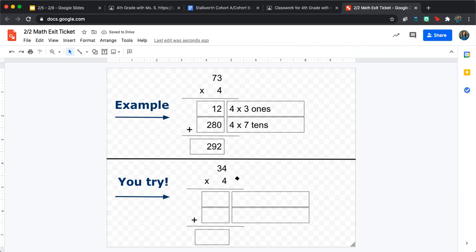Then you're going to do this part, and you should have all 5 of these boxes filled in. This first box should be your 4 times your ones. And then off to the side, you would put 4 times however many ones you have. Then it's going to be your 4 times your tens. Off to the side, 4 times however many tens you have. And then your answer. If you're missing any part of this, you will unfortunately lose points because that is part of the assignment.